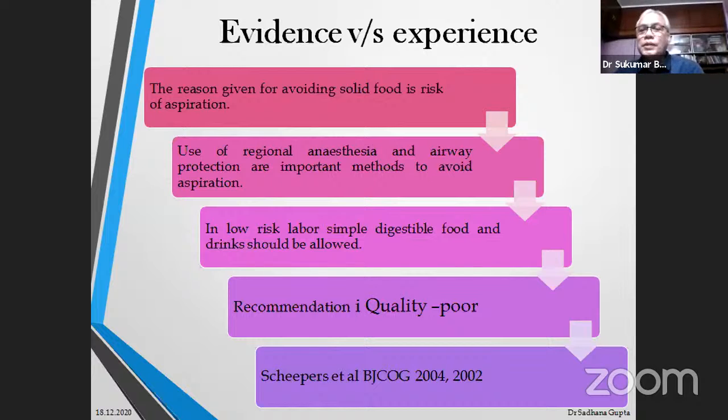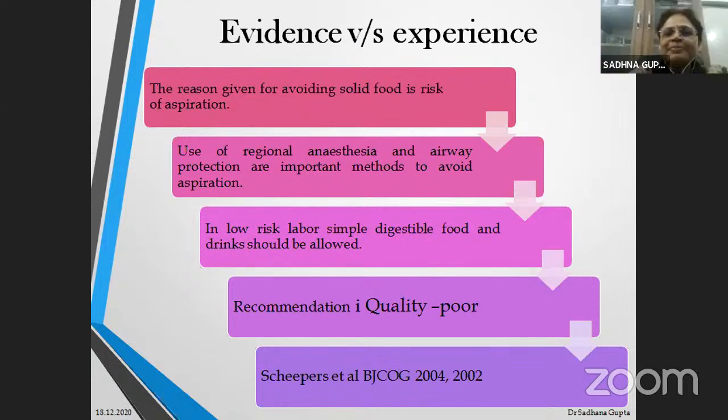We are not doing it. A little bit of sandwiches is allowed, but most of the time, if you are thinking about low risk, she is in a little bit advanced labor, suppose she is at 4 centimeter, 5 centimeter, we do encourage to take some clear fluids.